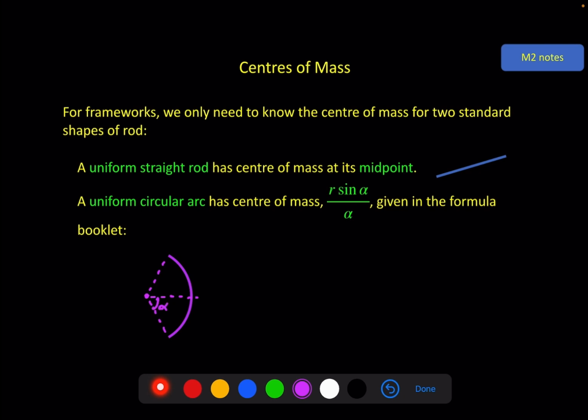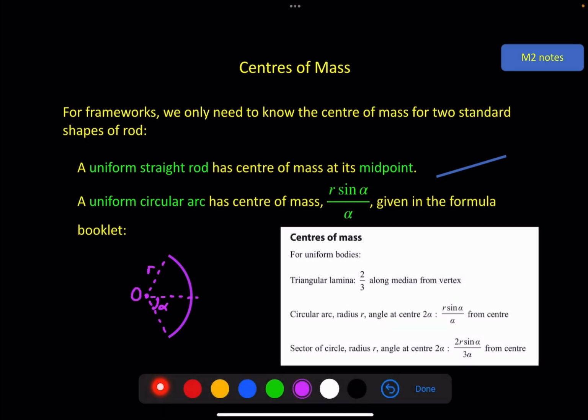So we've just got alpha here, with the radius of the circle here, circle center point here, and then in the formula booklet, we've got the formula, here it is. So circular arc, radius r, angle at the center 2 alpha, here is the formula from the center. So it's measuring from the center this way. Very similar to the sector of the circle, but don't get them mixed up because they are not the same. As you can see, this has a 2/3 factor in it.